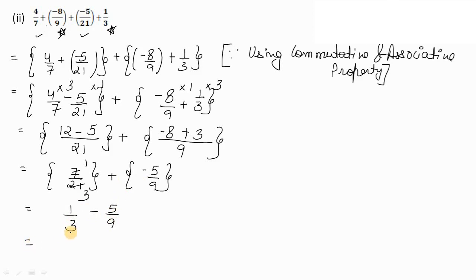Now we need to take the LCM of 3 and 9. It will be 9. Now 9 comes in the table of 3 at 3. So we are multiplying 1 with 3. And 9 comes in the table of 9 at 1. So we are multiplying 5 with 1. So 1 into 3 is 3 and 5 into 1 is 5. So it will be 3 minus 5, which is minus 2 by 9. So minus 2 by 9 is the answer.